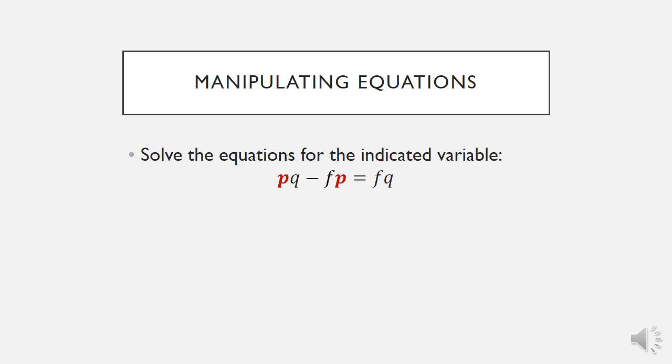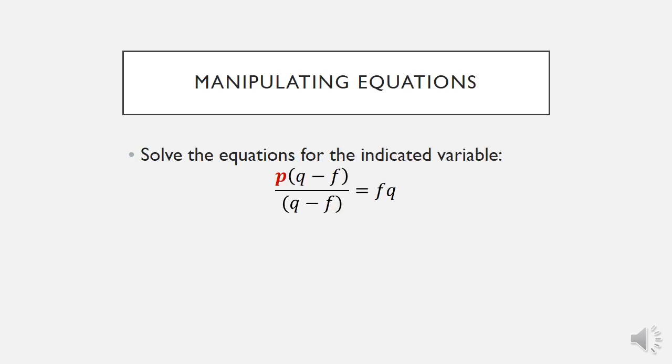So now I still have p's in two different spots, but it looks like I only have one p multiplied by each variable on that side. So I can actually factor that out. So I can say p times the quantity q minus f equals fq. So I took these p's and factored it out. If I were to go backwards and multiply it out, I'd have p times q minus f times p. Looks a little different. That's where it came from.